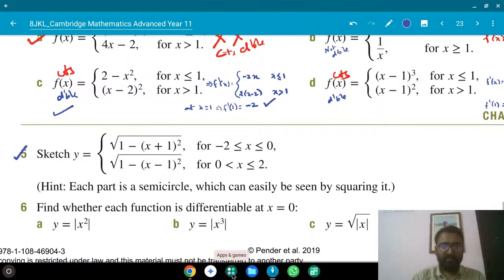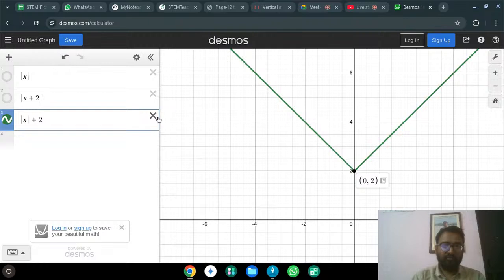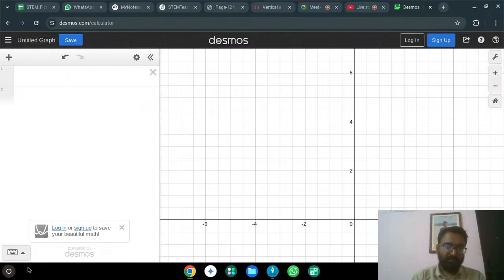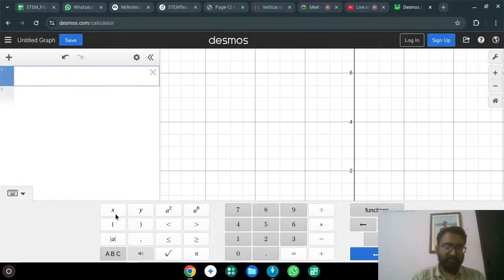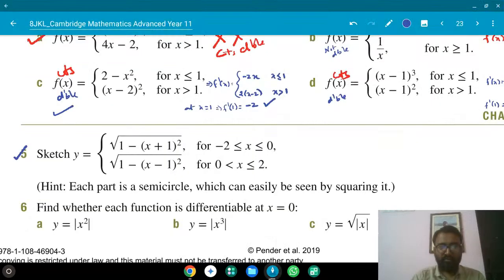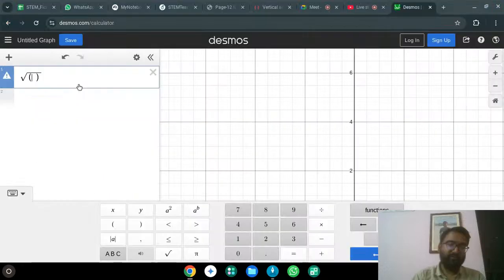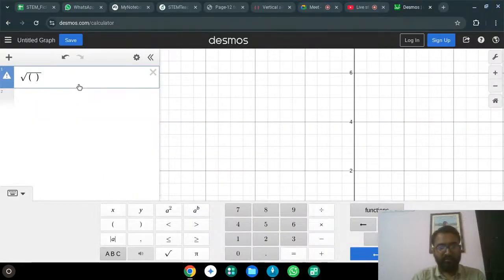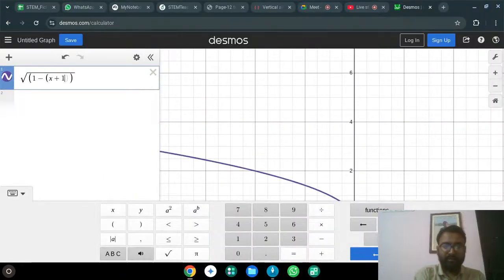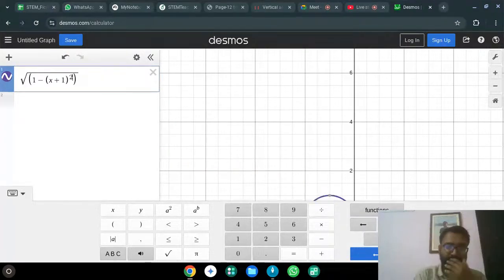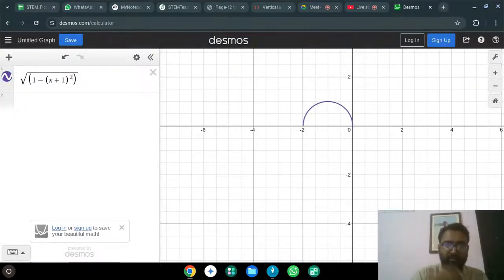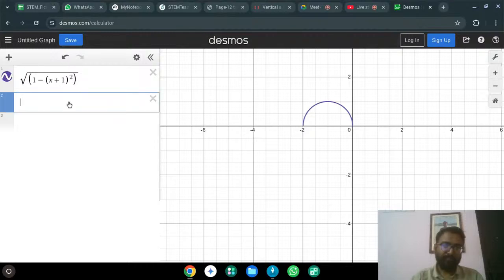So I'm going to the same. Desmos is one of the most helpful tools here. Square root of, so what is the function? It is 1 minus (x plus 1) whole square. Square root of 1 minus (x plus 1) whole square. Okay, so you can see this is the graph. It's clear.